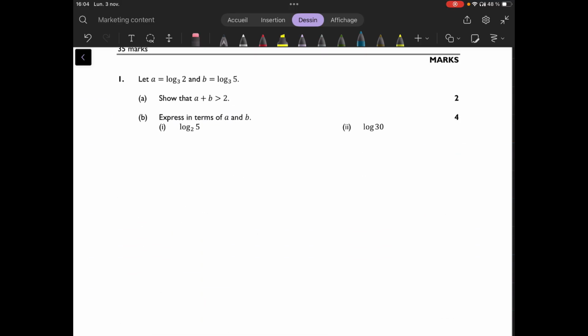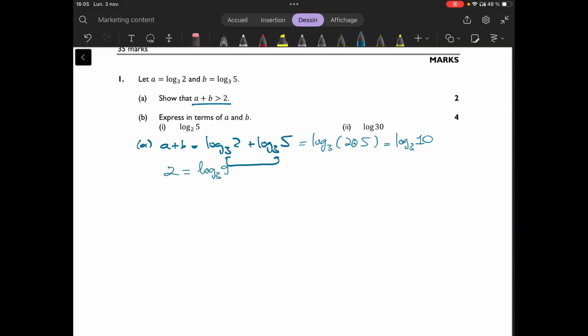Question 1 is on logarithms. In part A, we're asked to show that a plus b is greater than 2. When adding two logarithms of the same base, we multiply the arguments. Two is equal to log base 3 of 9, and log base 3 of 10 is greater than log base 3 of 9. Therefore, a plus b is greater than 2.